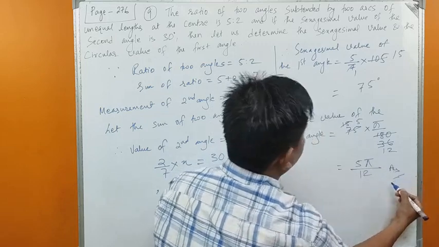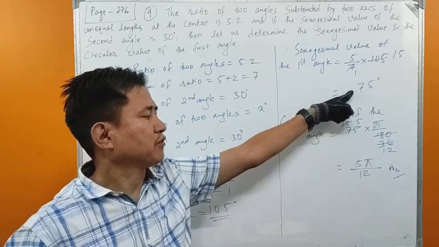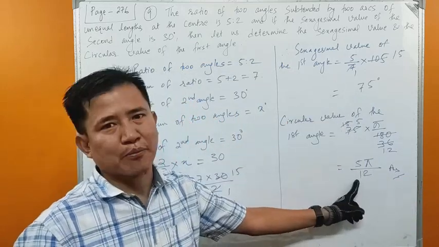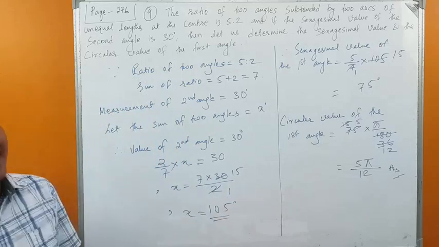This is the answer. The sexagesimal value of the first angle is 75 degrees and the circular value of the first angle is 5 pi by 12. Okay, now let us do question number 10.